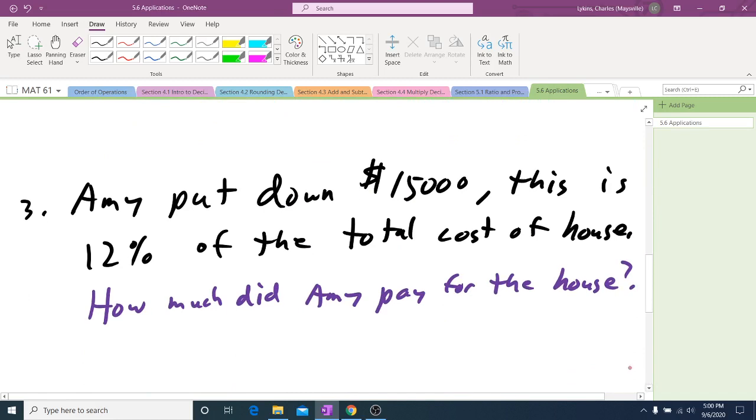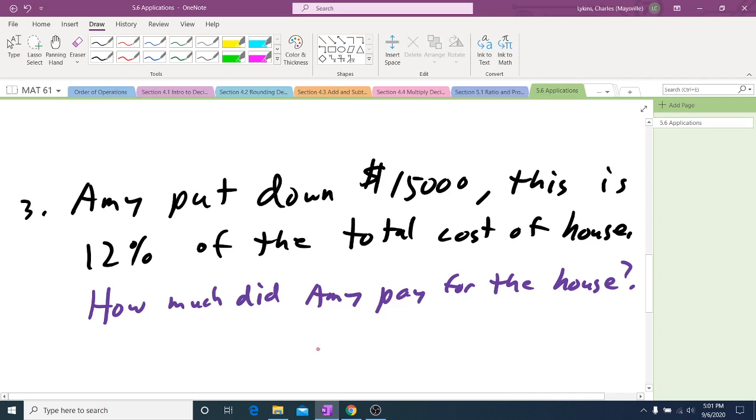Okay, some of us in here may have bought a house before. This is a pretty good one to see. Usually with houses, they want you to put at least a 20% down payment so you wouldn't have to pay PMI. But Amy has just put down 12%. If she has a down payment of $15,000, and this is 12% of the total cost of the house she is purchasing, how much did Amy pay for the house?